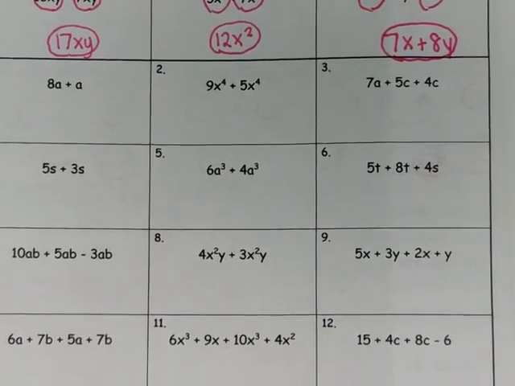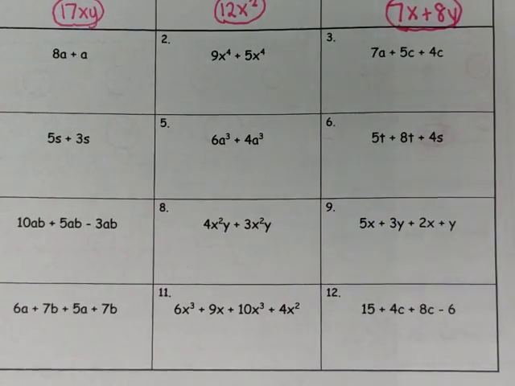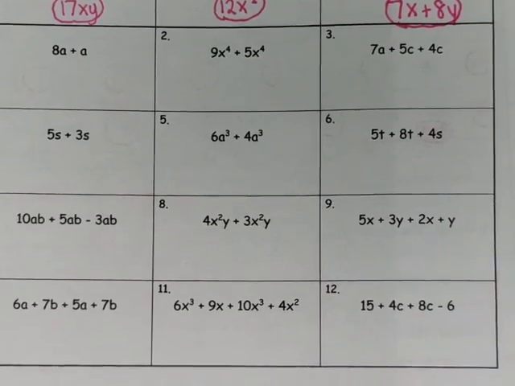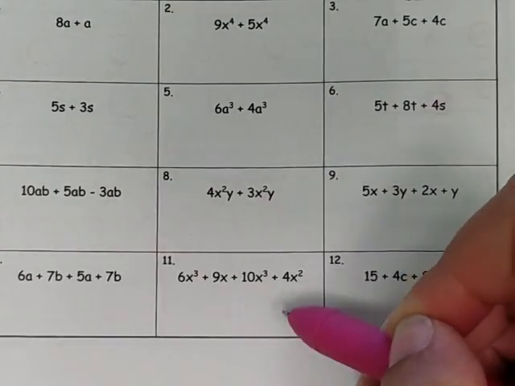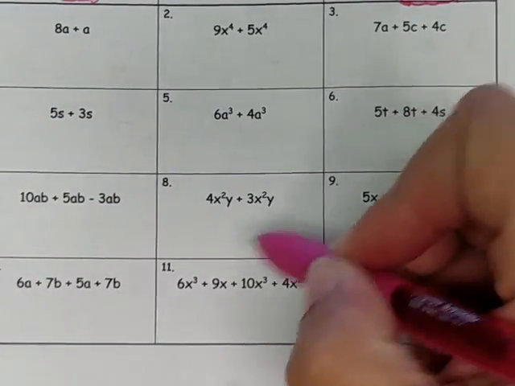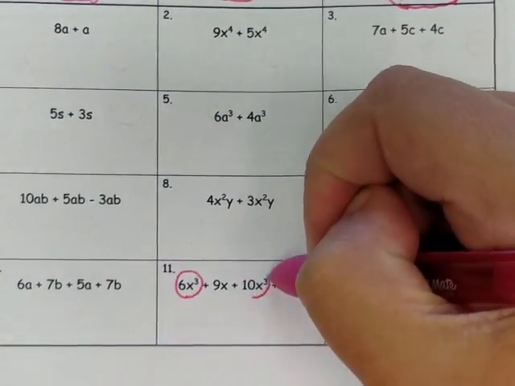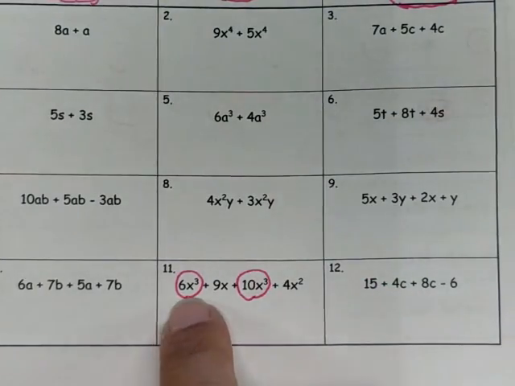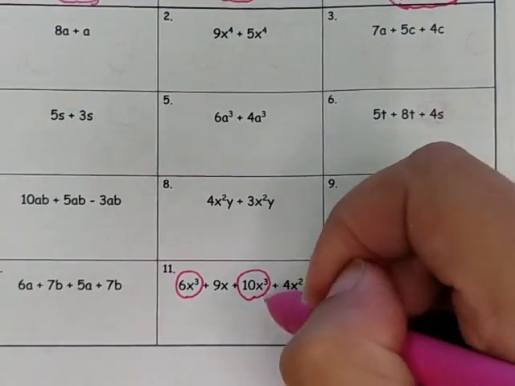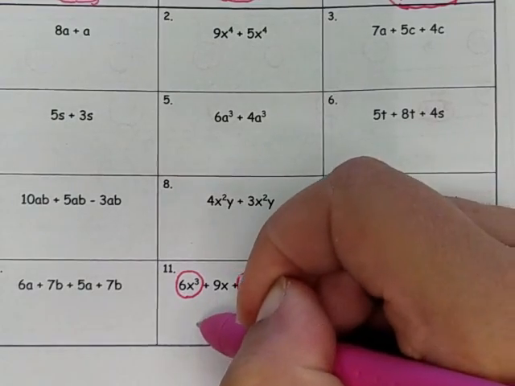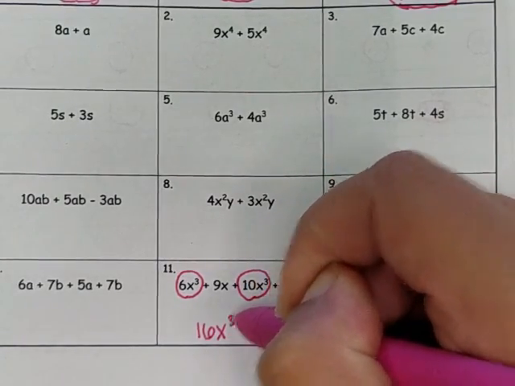All right, I want you to go ahead and try the rest of these out. I will go ahead and help you out with number 11, because that one looks a little tricky. So let's jump down to 11. I want you to do these, though. So let's look at 11. So it looks like 6x cubed and 10x cubed can be combined. That's a positive 6x, that's a positive 10. So that gives me positive 16x cubed.